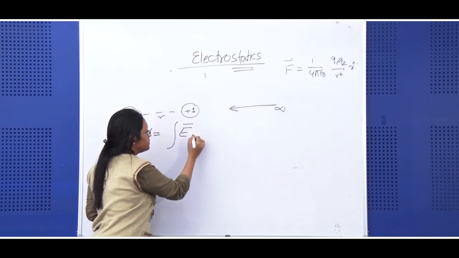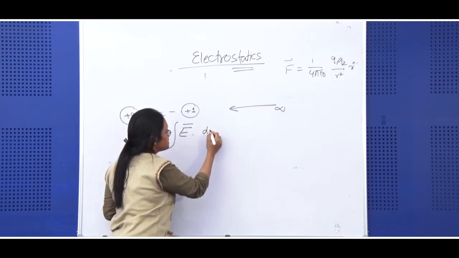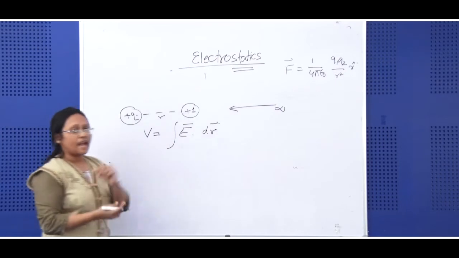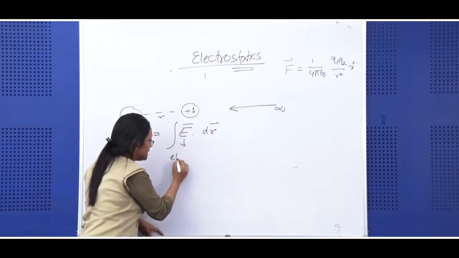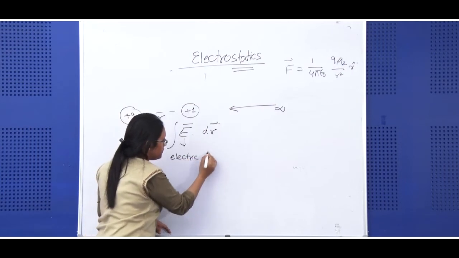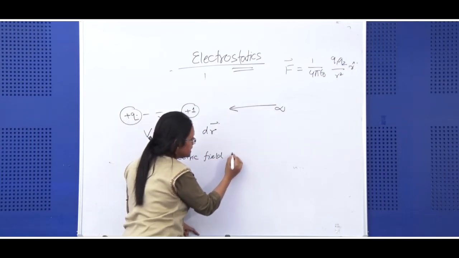Let the force at this point be E and dr. Now what is E? We call this E the electric field intensity.